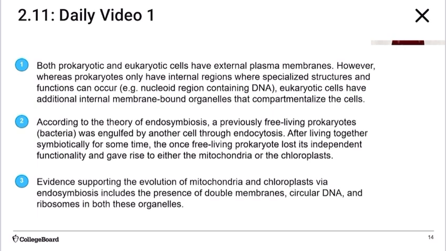And there's several pieces of evidence supporting this claim, such as the presence of double membranes in both mitochondria and chloroplast, circular DNA in both those cell parts, and ribosomes as well in both the mitochondria and the chloroplast.